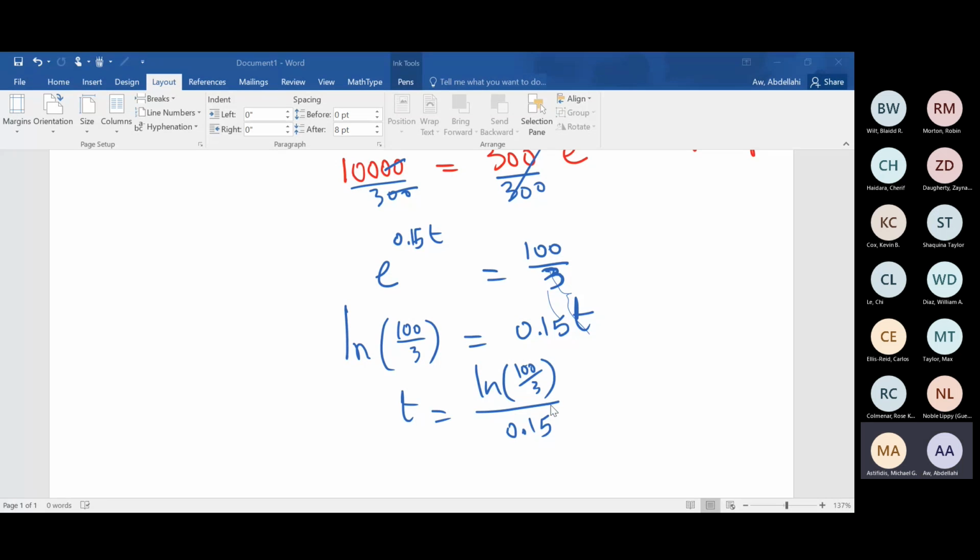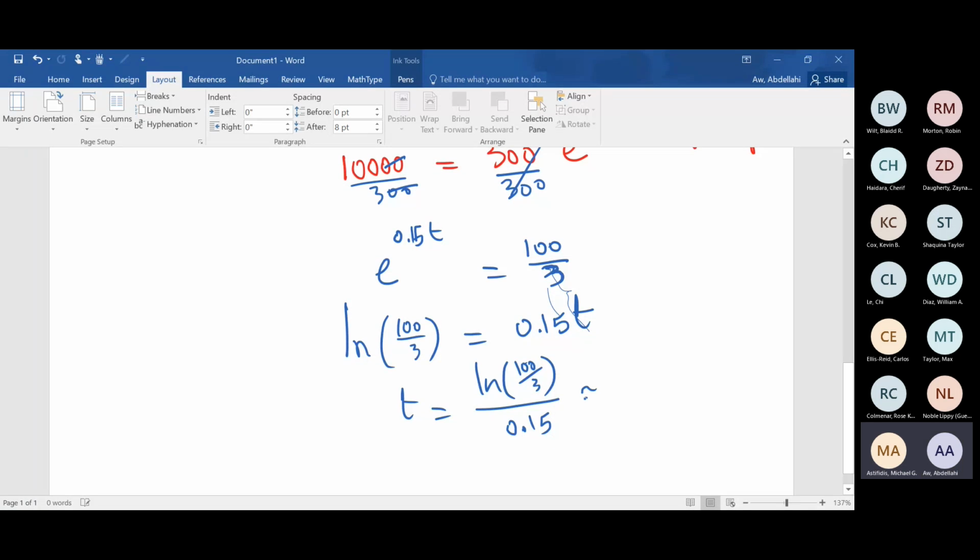So Ln 100 over 3, and then we divide that by 0.15. So we get 23.4 hours.